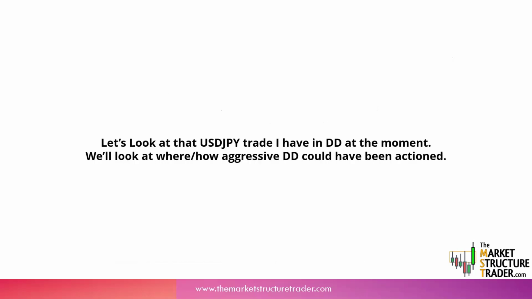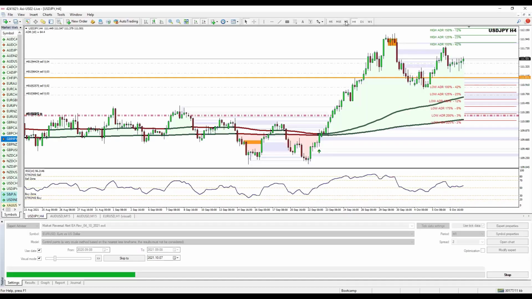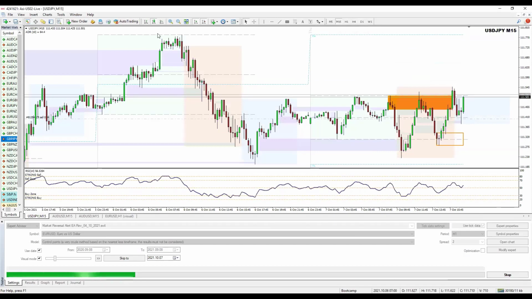Let's have a quick look at the US dollar yen trade that I was in, the one that I've got in drawdown at the moment, and we're going to look at where and how aggressive drawdown control could have been actioned on this one. Okay, so let's switch back over to the charts. So we've got this big strong push. Let's switch down to the M15 chart.